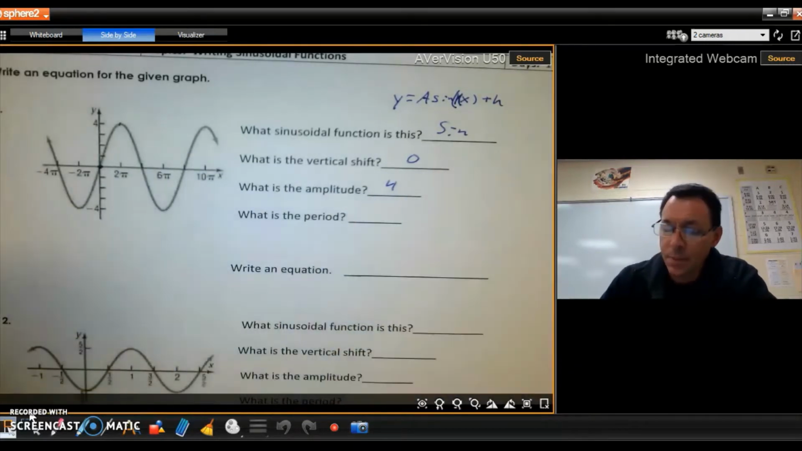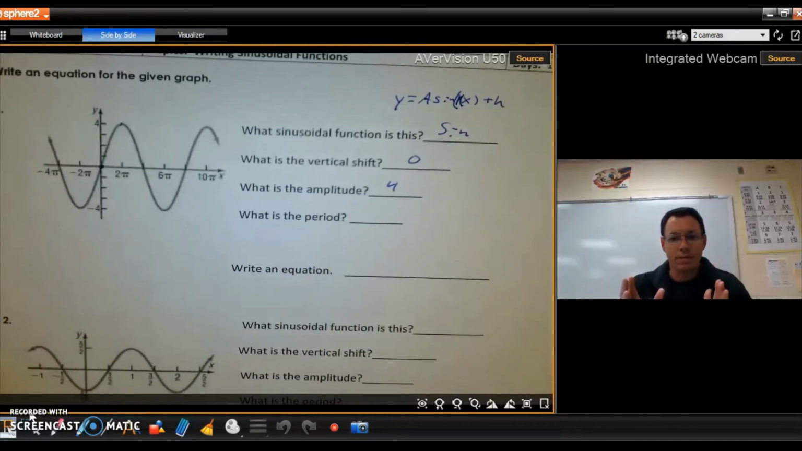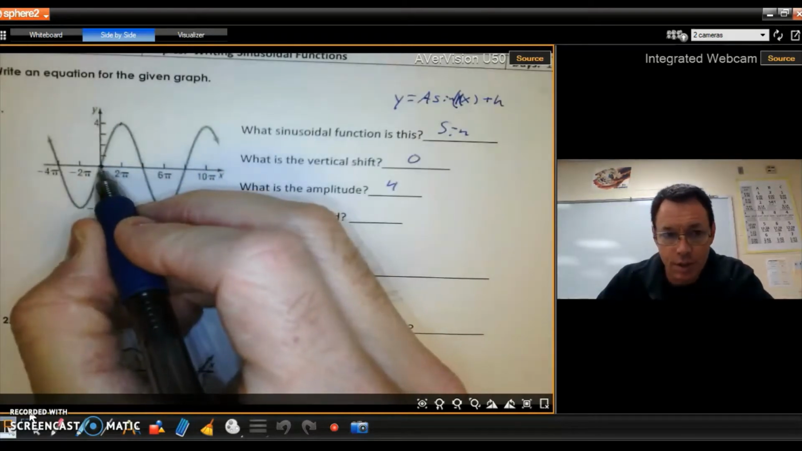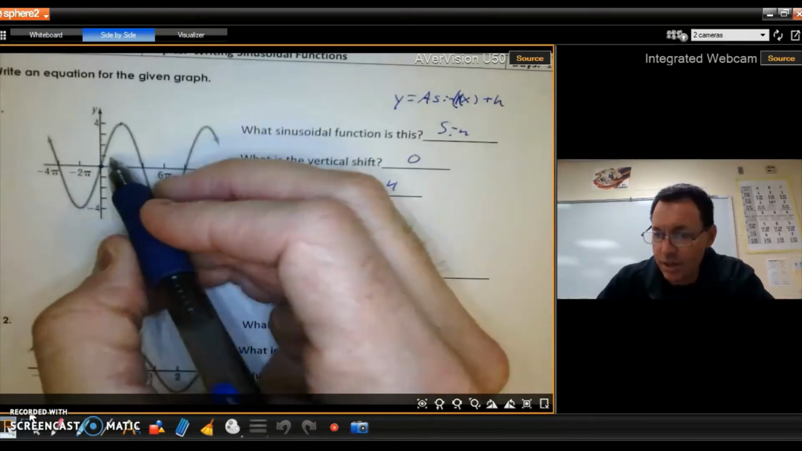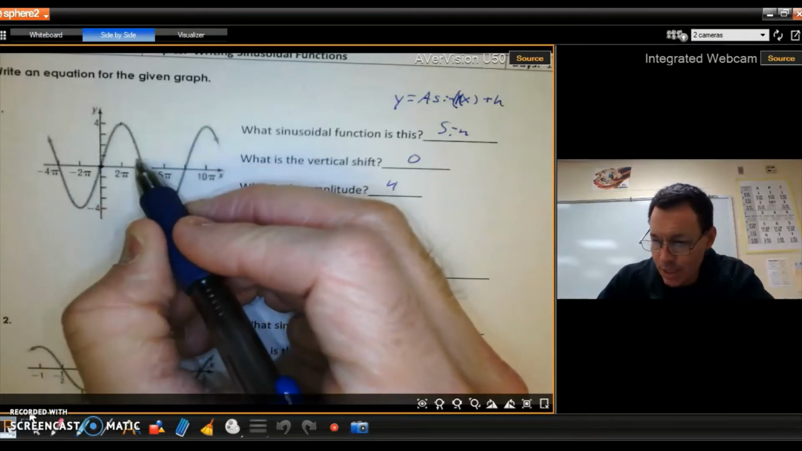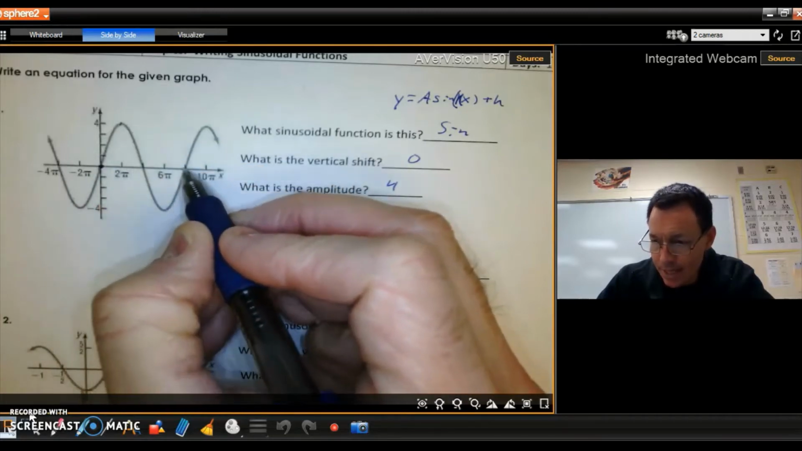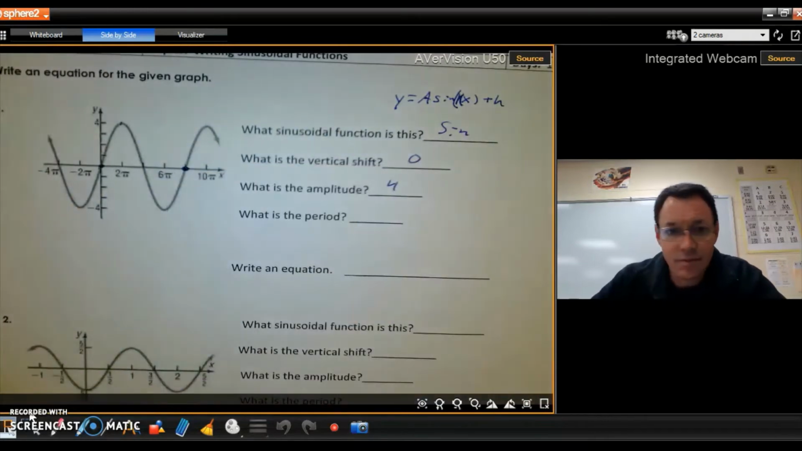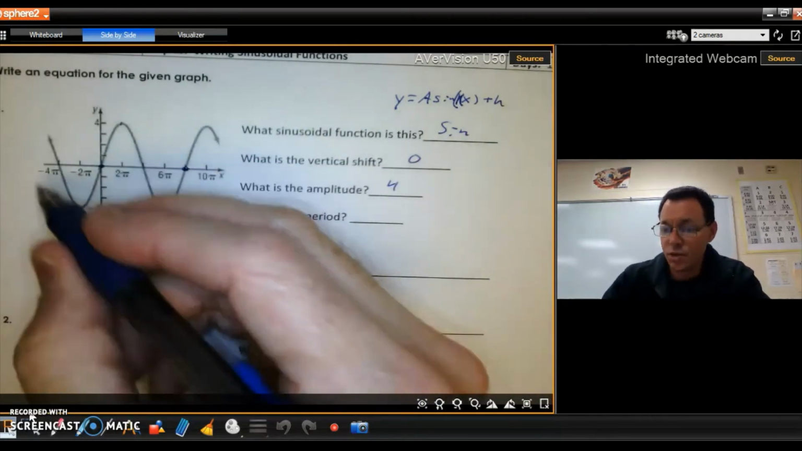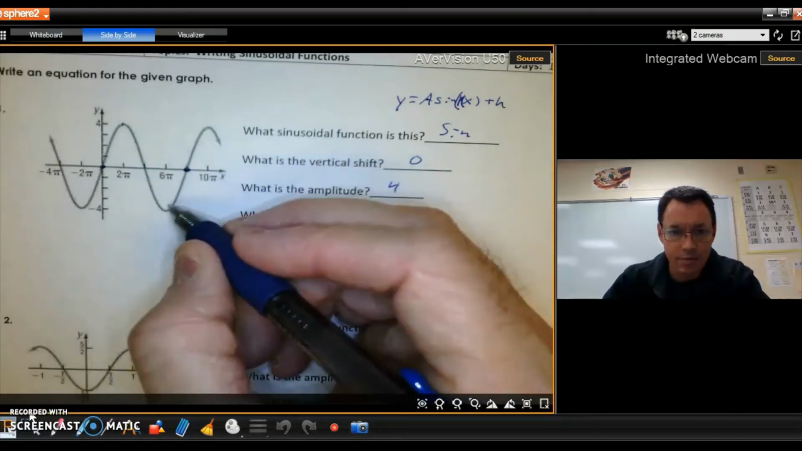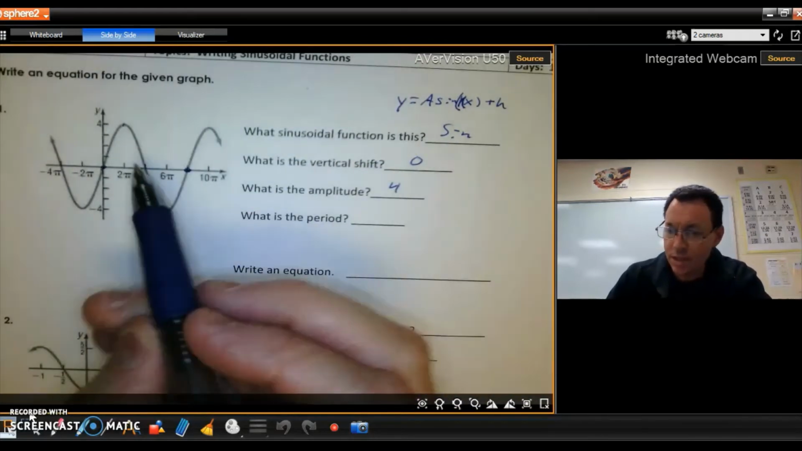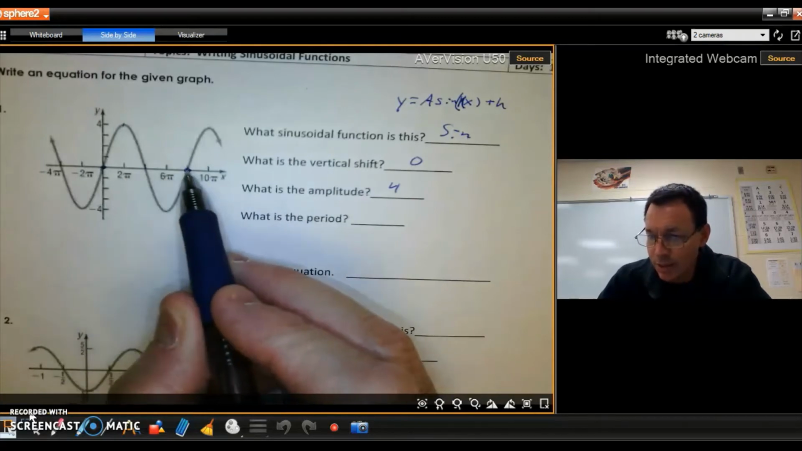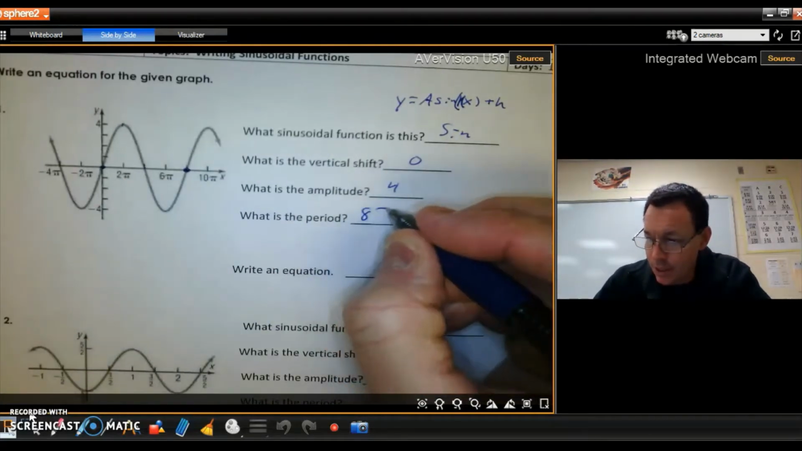So the period. Period is the width of a cycle. If this is where my graph is starting, think of what a sine graph does. It goes up, it goes down, and then it comes back up to where you started. This is the end of the cycle. They've drawn extra graph here, but we don't need that. We just need to know where it starts and where it ends. This is 2 pi, this is 6 pi, this would be 8 pi. That is the period, 8 pi.